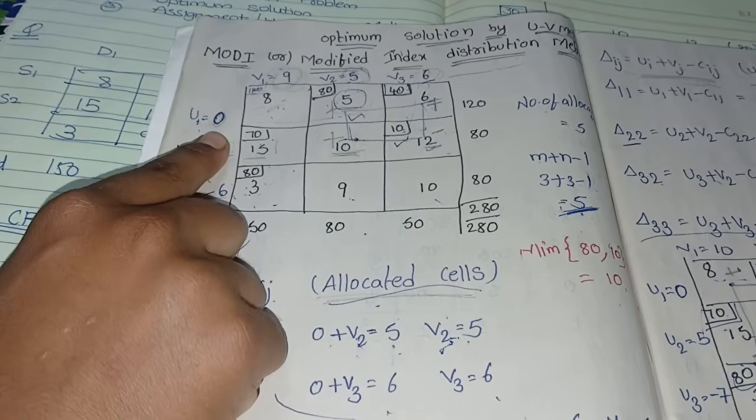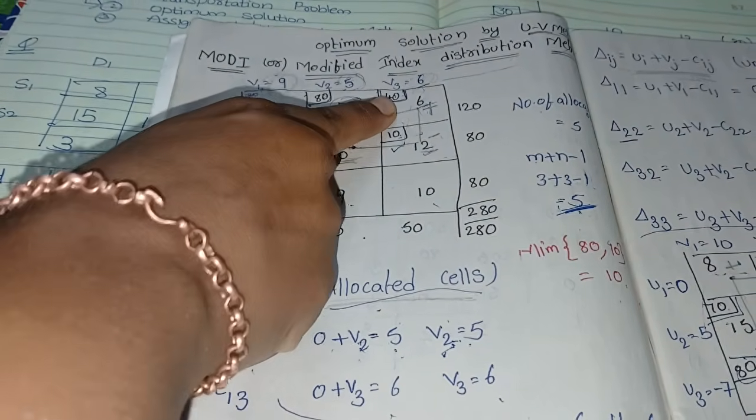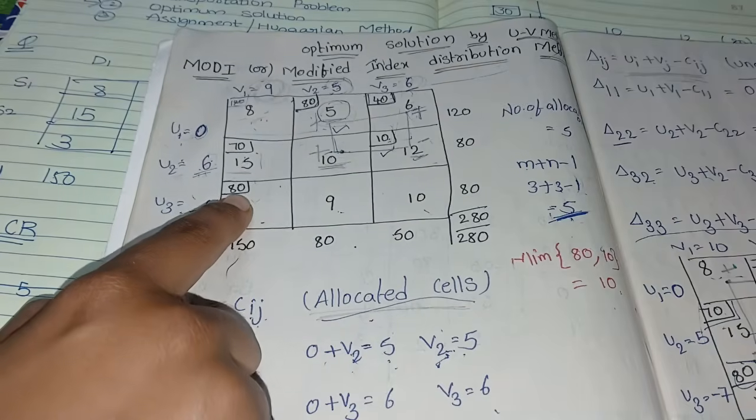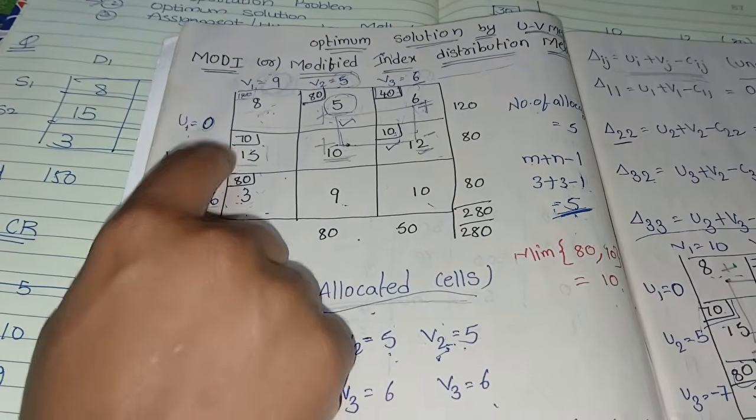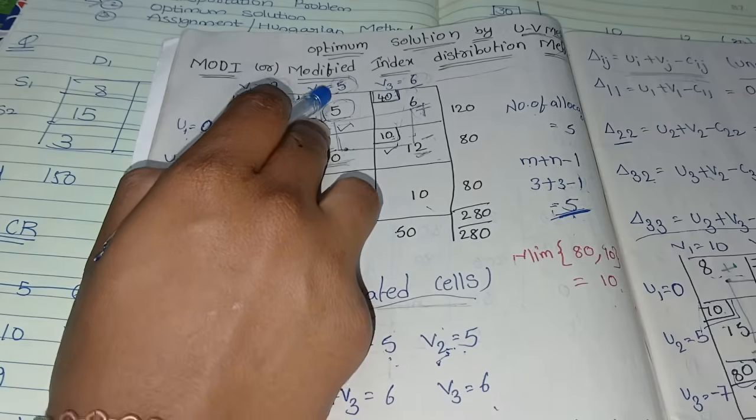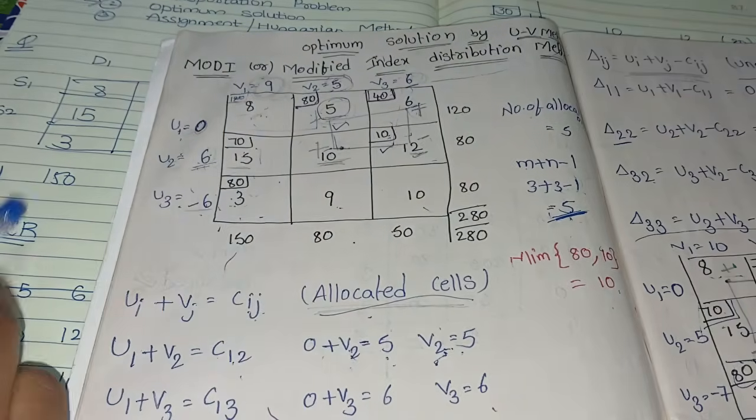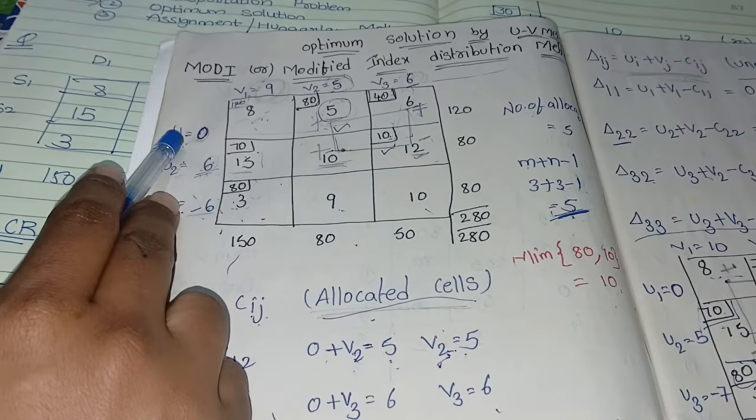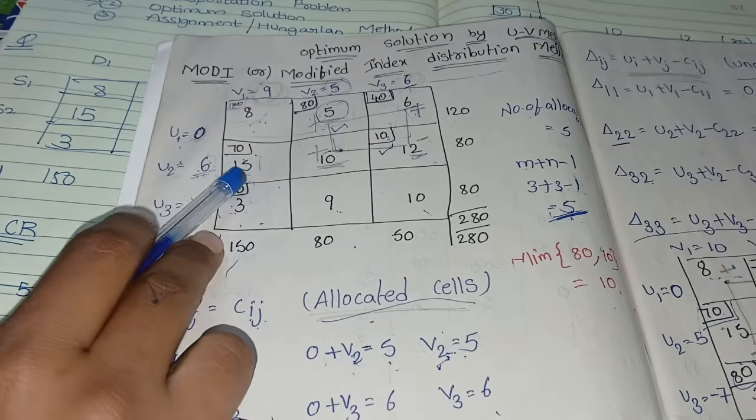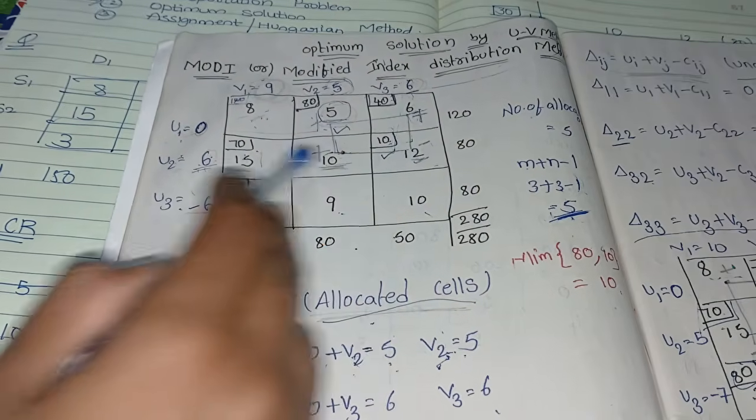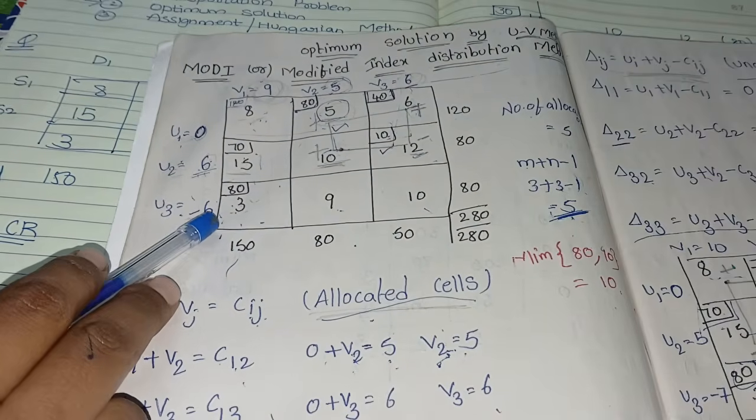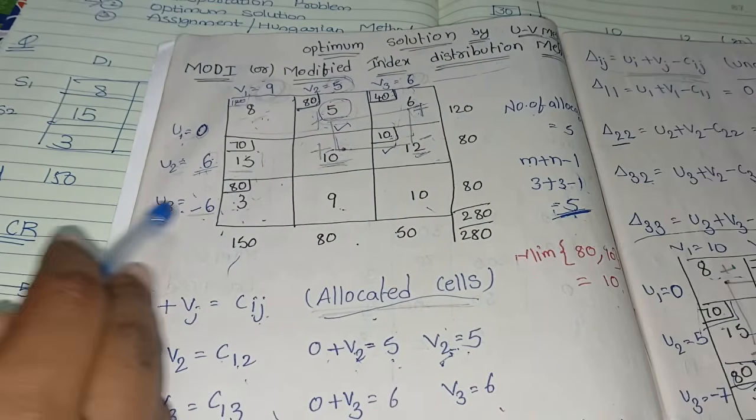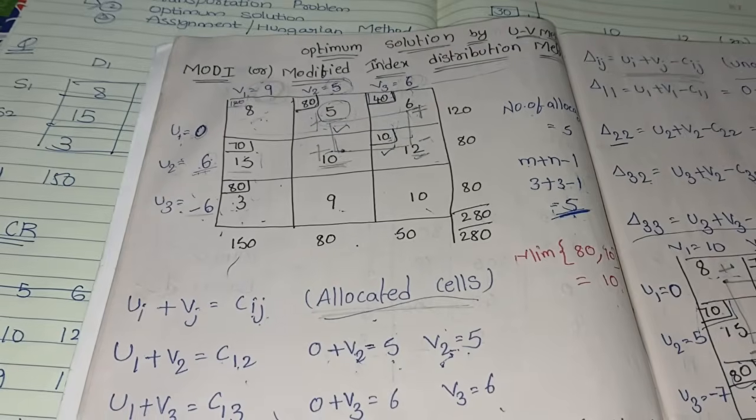With the help of this, whatever allocated cells you have, 80, 40, 70, 10, 80, these are the allocated cells, no. With the help of U1, you can calculate V2, and also V3. With the help of U2, you can calculate V1, and also V3. With the help of U3, you can calculate V1. You can calculate like that. Whatever values you calculate from U or V, you need to write them over here.